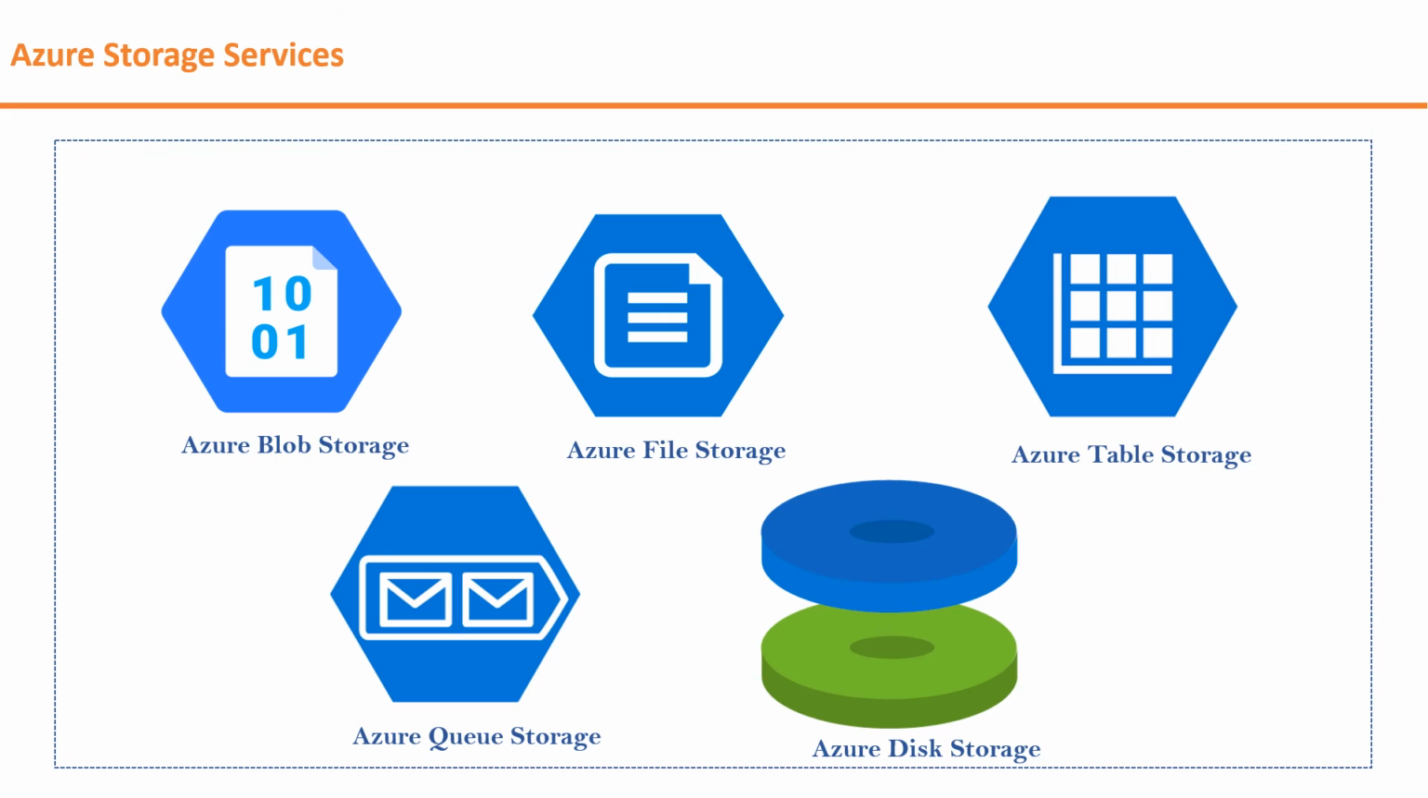Azure Storage Services. We have different types of storage services available in Azure. The first service is Azure Blob Storage. Azure Blob Storage is Microsoft's object storage solution in the cloud. Blob storage stores massive amounts of unstructured data. Unstructured data does not have any particular data structure, model, or definition, such as binary or text. Users or clients can access the objects stored in blob storage through HTTP or HTTPS from anywhere in the world.